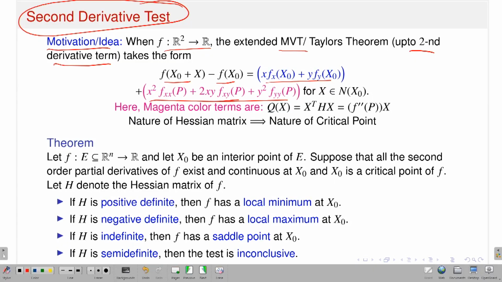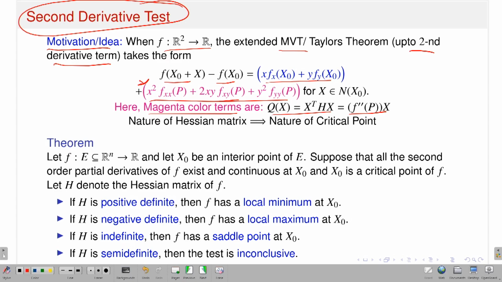Okay. So now here I have written that the magenta color, that means this color, now this is x squared f_xx at p plus 2 times xy f_xy at p plus y squared f_yy at p. Now, this term you can write in terms of the quadratic form. Okay, what is that? This is q of x, which is nothing but x transpose H x, and that is exactly equal to your double derivative at the point p acting on x. Just now I have discussed this in my last slides.